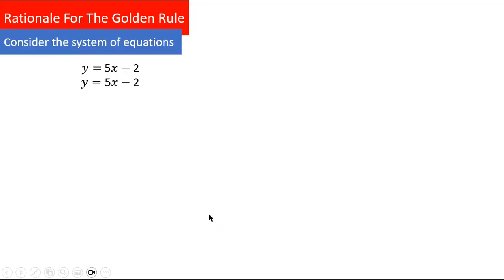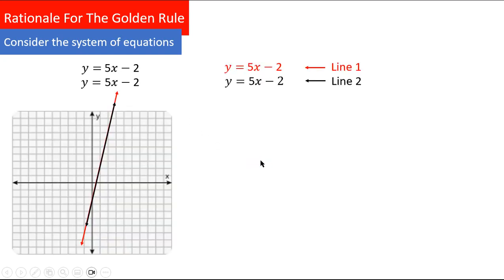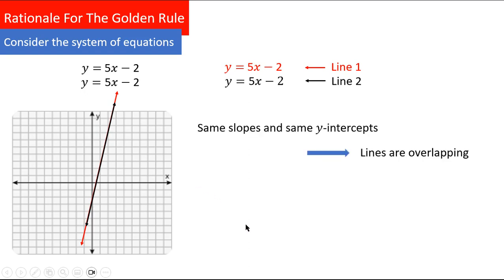Rationale for the Golden Rule. The third case is when both the slope and the y-intercept are the same, then the two lines are overlapping, and in this case you will have an infinite number of solutions.